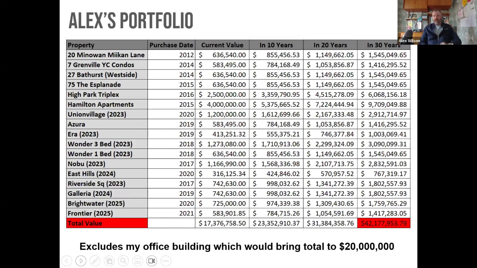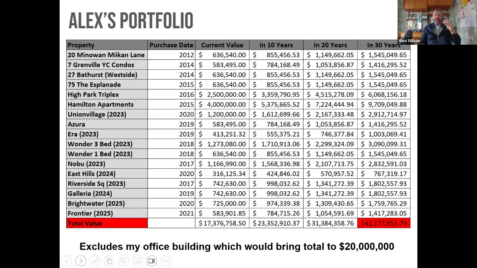This is everything that I own. The only thing it excludes here is my office building, which would bring the current value of the portfolio to $20 million. But if I just look at the investment properties, and why I just focus on the investment properties here is because the story, the journey that you're showing people, is that when you buy real estate, you're using leverage, you're putting a mortgage on the property, and then the property is going up over time.